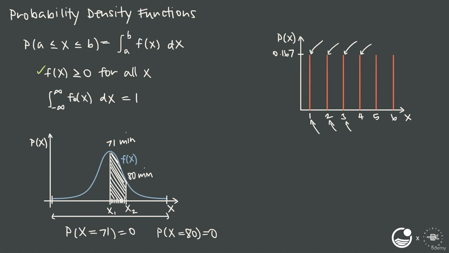So the area under the curve f of x, everywhere underneath it, when we add all that together, has to be equal to 1. So that's our second requirement. So that being said, let's go ahead and look at an example.